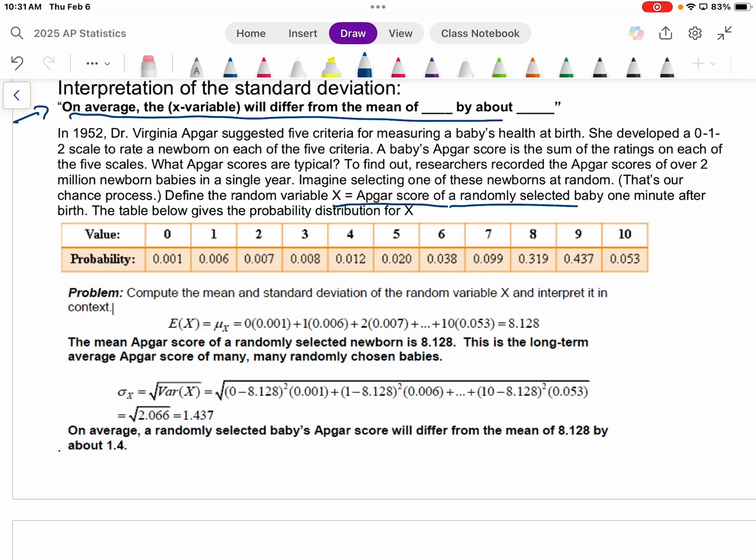The table below gives the probability distribution for that X. The probability of getting a score of 0 is less than 1%, 0.1%. The score of 1, 0.6%, then 0.7, 0.8, and then we jump up to 1.2% would have a score of 4, 2% would have a 5, 3.8 a 6, and for an Apgar score of 7, 9.9%. Then we jump up big time. We see a greater frequency of newborns having a score of 8, 31.9%, then 43.7%, and then back down to 5.3%.